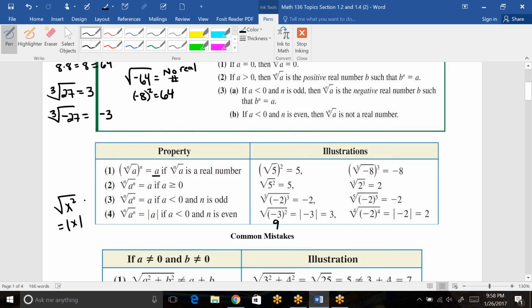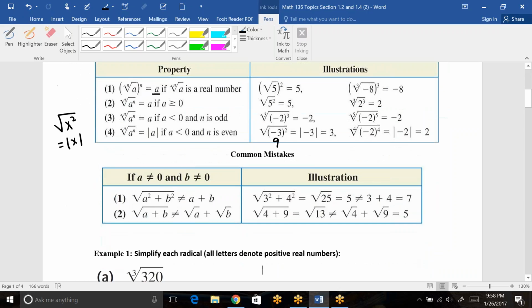So if I gave you square root of x squared and I say in the directions, assume your variables are positive, then you would just say x. The absolute value would be overkill. These are just some common misconceptions.